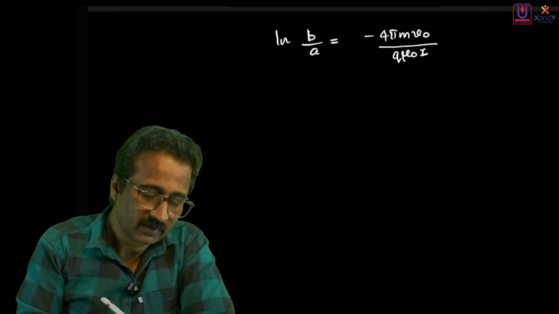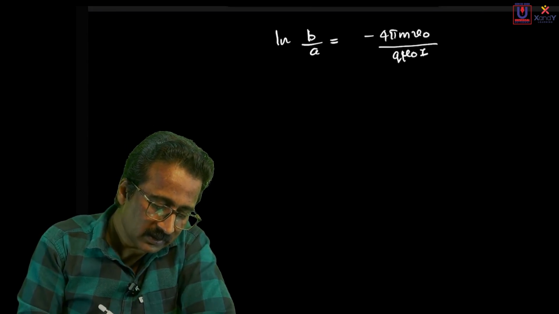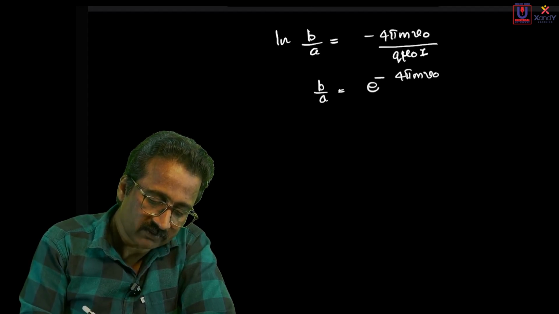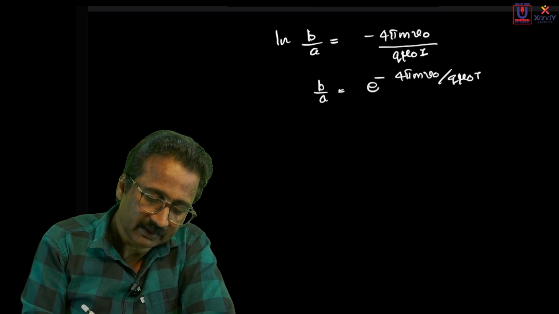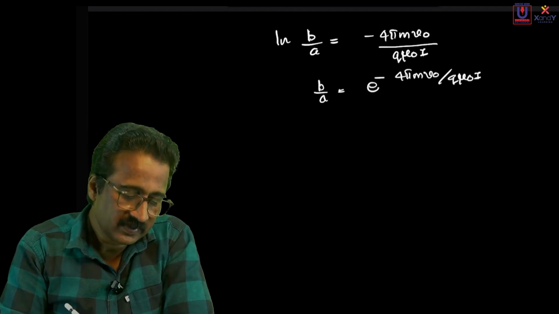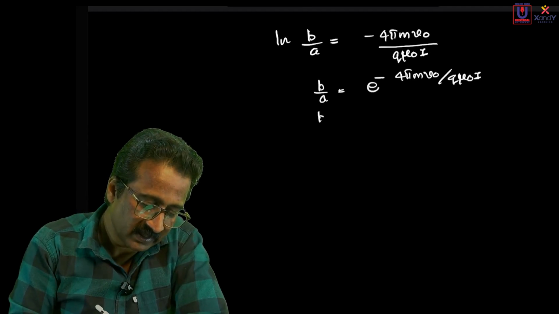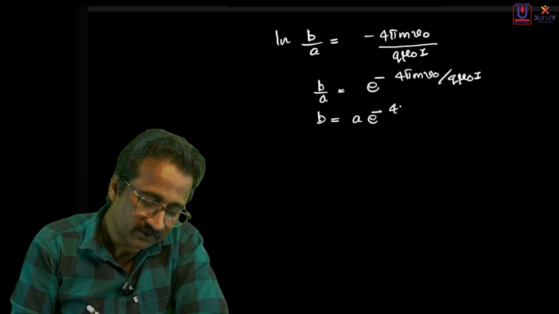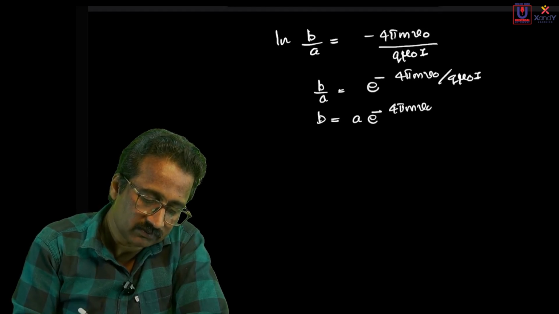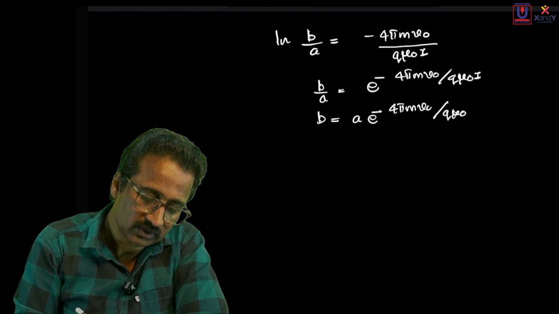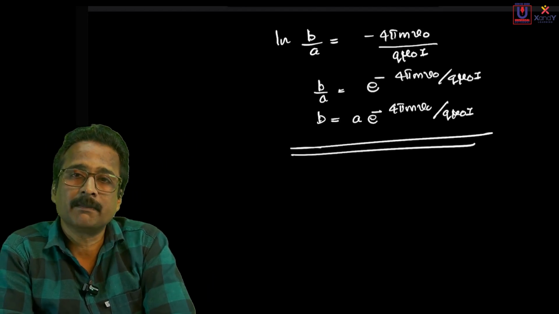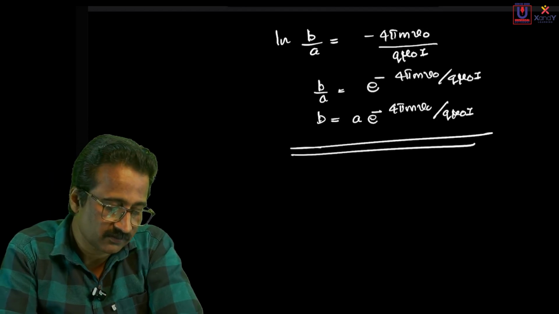If log b by a can be written in this way, then you know that b divided by a will be written as e raised to minus of 4 pi m v0 divided by q mu 0 into I. You know the rules of that. Now they ask you what is b. So finally here comes the answer. It is a, e raised to minus of 4 pi m v0 divided by q mu 0 into I. That is the expression. That is the value for b when the particle reverses the direction of velocity.